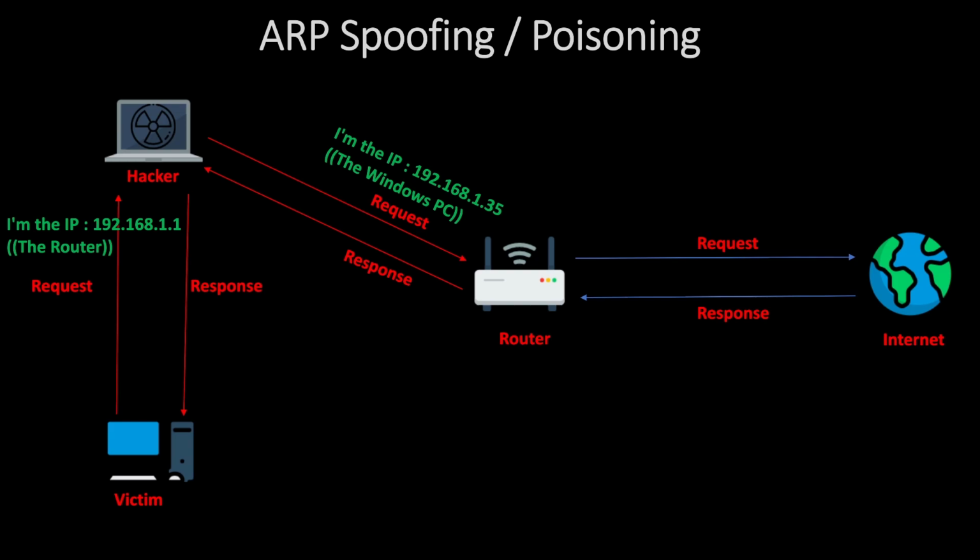Why? Because the target now thinks I am the gateway, I am the router, and the router thinks I am the Windows machine, the target. That's why it's called a man-in-the-middle attack, because you are manipulating the router and the victim at the same time. Imagine it as identity theft, pretending to be someone that's not you. So this is the idea behind ARP poisoning or ARP spoofing.